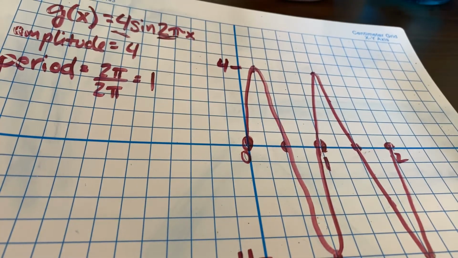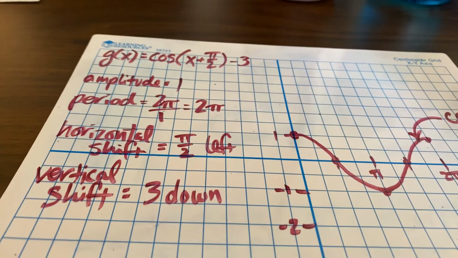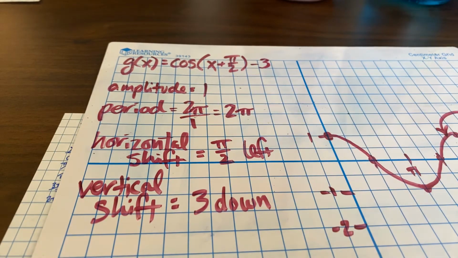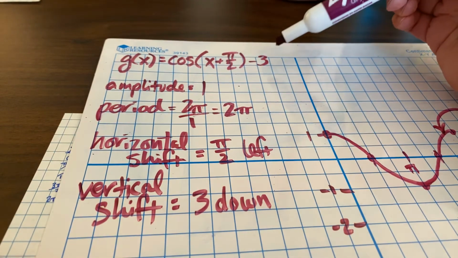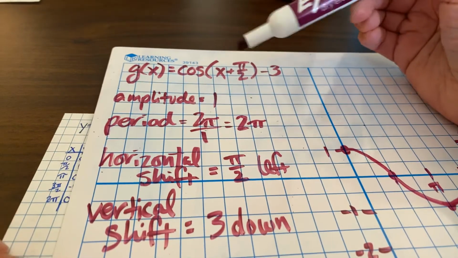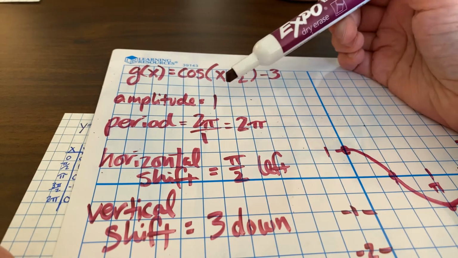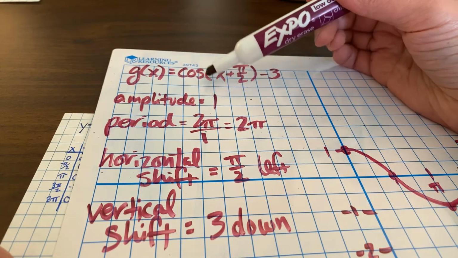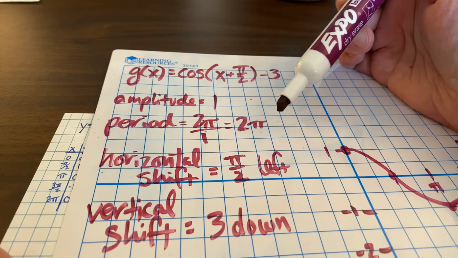Okay, one more. Okay, let's graph g of x equals the cosine of x plus pi over 2 minus 3. This one's a little tricky in that there is a horizontal shift and a vertical shift. But the amplitude and period are the same as the regular cosine function, right? The amplitude is 1 because there's no number in front of the cosine, so we assume that it is 1. And there is no number in front of the x, so the period is 2 pi divided by 1, which is just 2 pi, right?